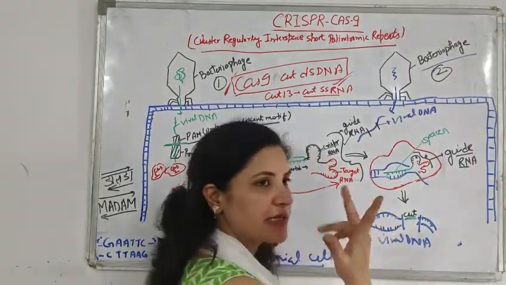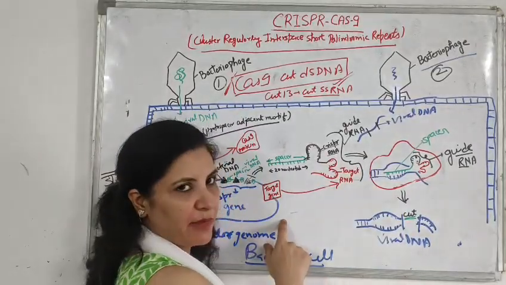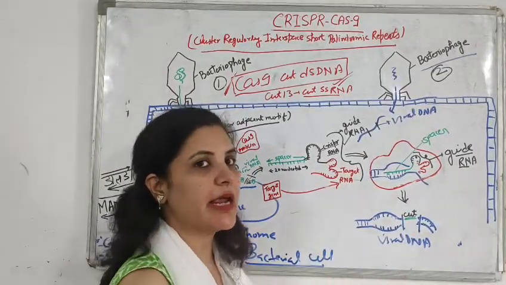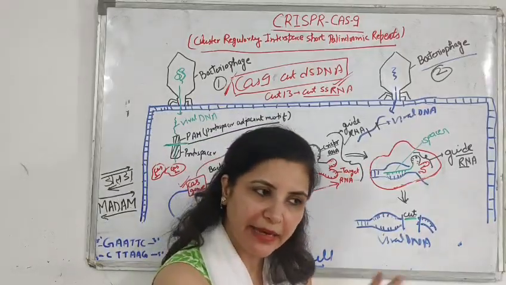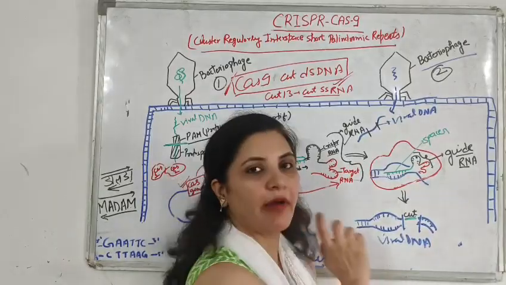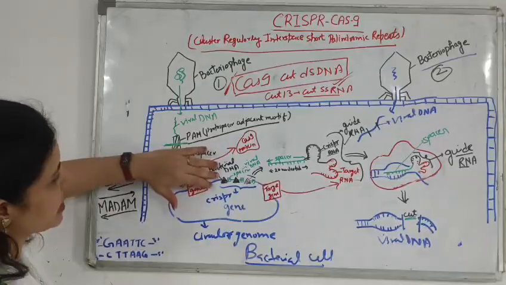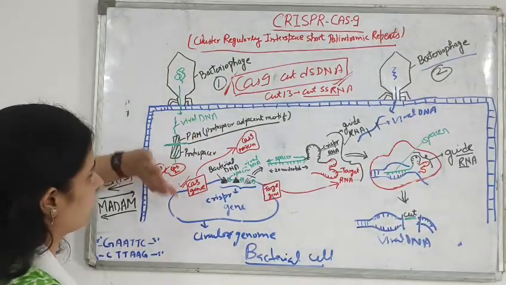The viral DNA is cut. And once the viral DNA is cut, it cannot hijack the machinery of the bacteria and it cannot infect the bacteria. So by this mechanism, bacteria protect or defend themselves against viruses. Now understand how this spacer sequence comes inside this CRISPR gene.